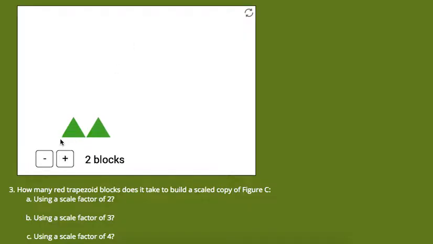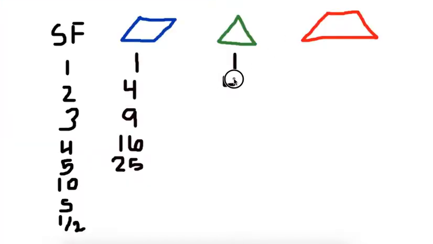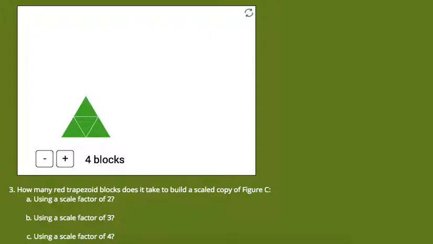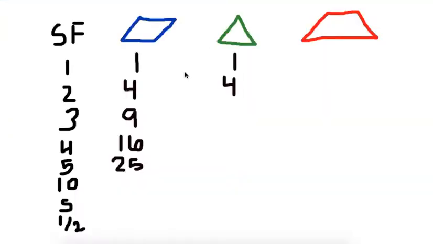2, I need to now scale factor it so it's twice as long. Well, it's twice as long on the bottom, but I also needed to make it twice as long on every side. Now it's 2 by 2 by 2, so that's good. Ooh, that takes 4 blocks. Starting to notice maybe some similarities. Now I need it to be 3 by 3 by 3. It's 3 by 3 by 3. That takes 9 blocks.